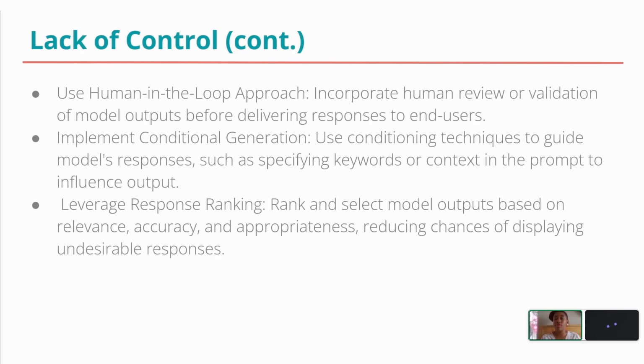We can implement some conditional generation to guide the model's responses. If there's a specific keyword, then we make sure that it goes a certain way, or if the response has a certain keyword, then maybe we try to remove that. We must make sure to leverage response ranking. I haven't tried the others, like Bing AI, to see if they have ranking, but I know that ChatGPT has ranking, where they ask you to rate the output that you were given. So if you keep ranking the outputs of the specific model you're using for your application, it will know the type of responses that this specific user is okay with, and which ones are not appropriate, so that you reduce the chances of displaying undesirable responses.